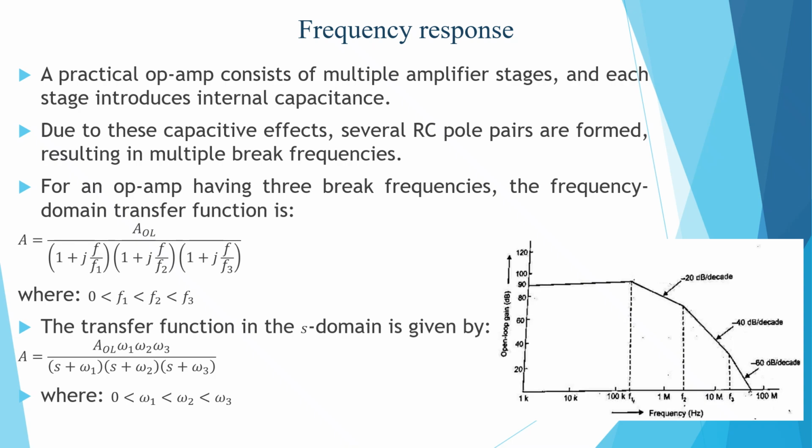The transfer function in the S domain is given by A equal to AOL into omega 1, omega 2, omega 3 divided by (S plus omega 1) into (S plus omega 2) into (S plus omega 3). The frequency response for this three-pole circuit is as shown in the figure.